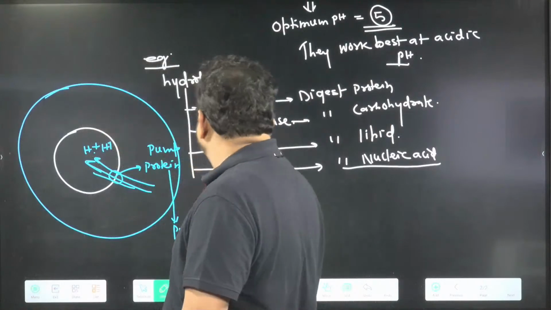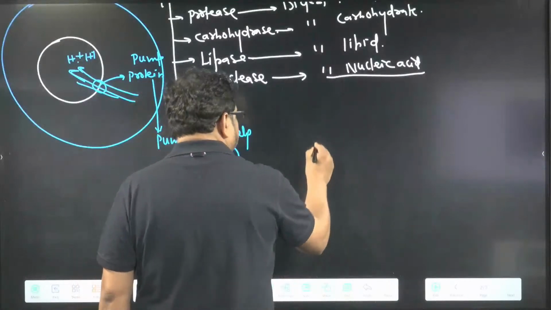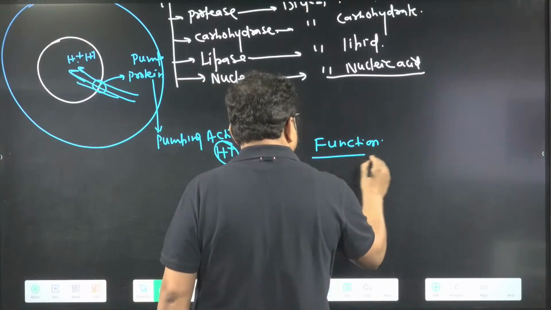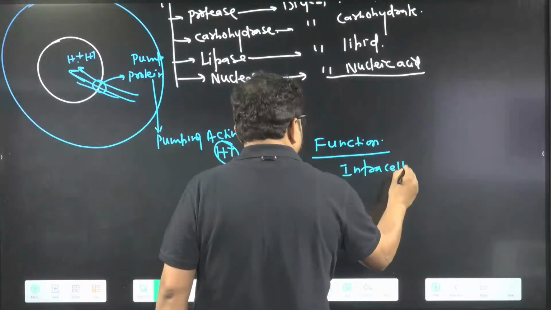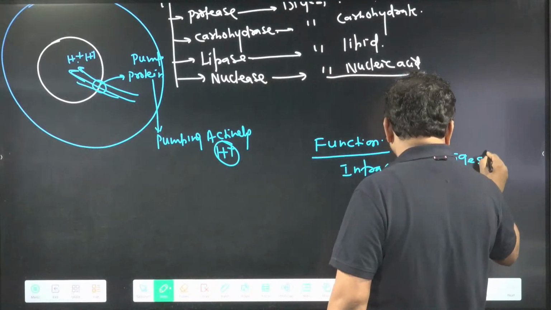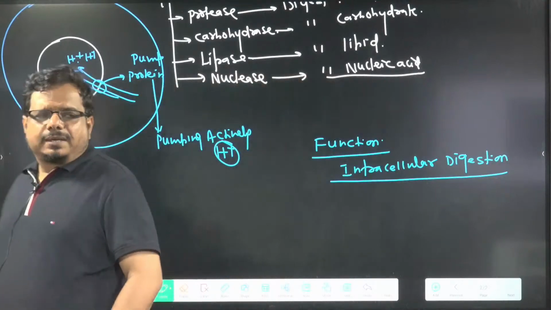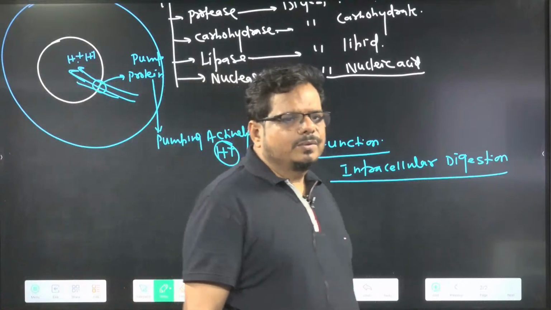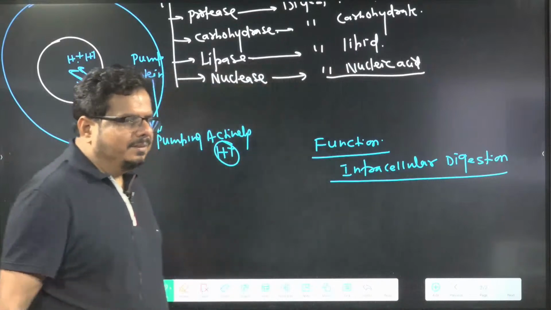So how do they maintain the acidic pH? You got the idea. Now I am writing about the function of lysosome. What is the function of lysosome? Intracellular digestion. Because lysosome contains many hydrolytic enzymes, basically it is doing intracellular digestion. Getting the things?